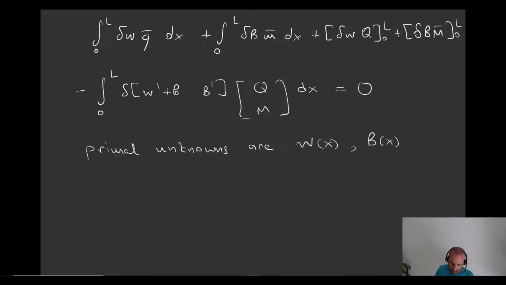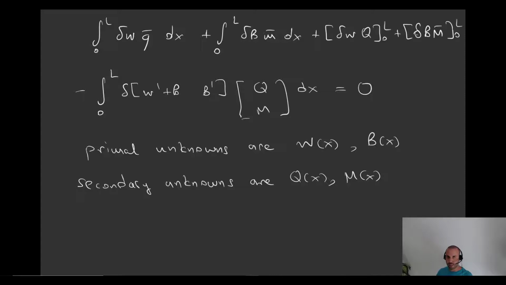So these we would like to call secondary unknowns. And those are going to be basically the Q, which is also a function of X, defined within the domain of the beam, and the moment, M of X. So we have an extended variational formulation for which we try to solve for four fields in total.